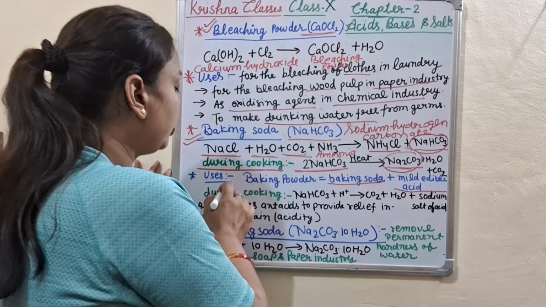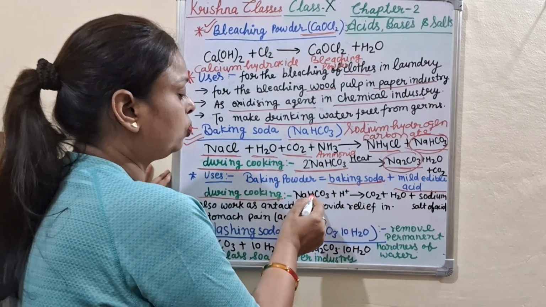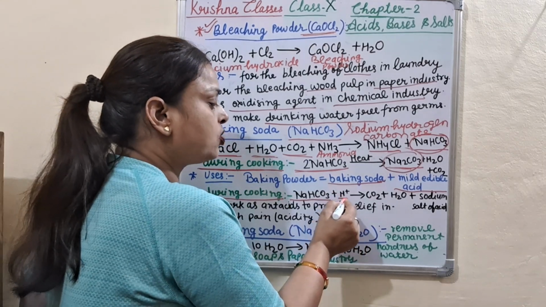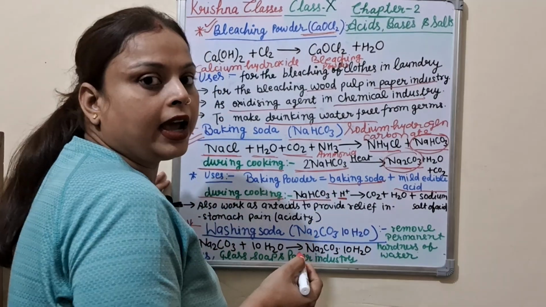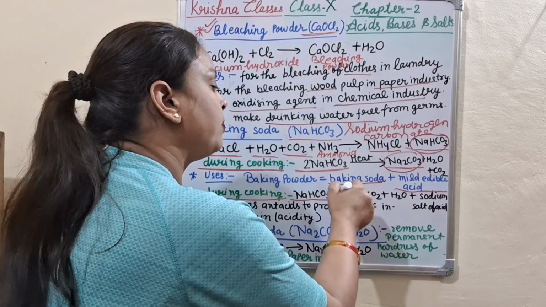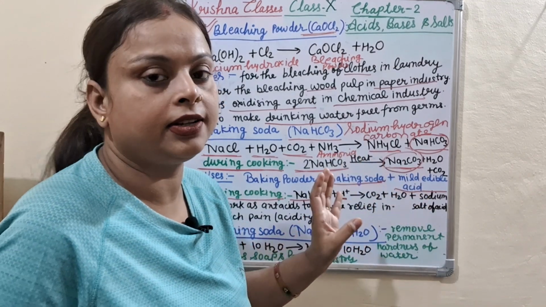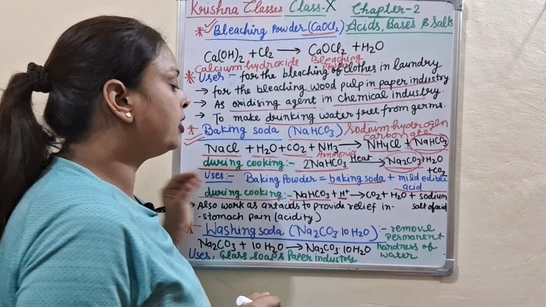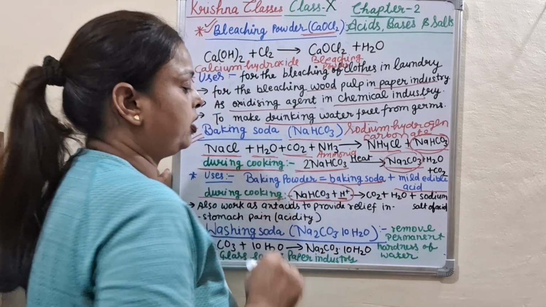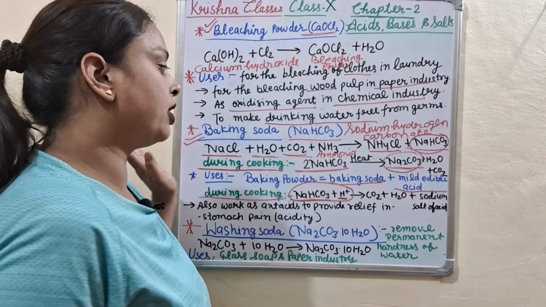Let's see. During the cooking process, what happens? Sodium hydrogen carbonate, or sodium bicarbonate, plus H plus. H plus is what? H plus is the ion from the acid, and both are mixed and form baking powder, because baking soda and acid mixed and form baking powder.